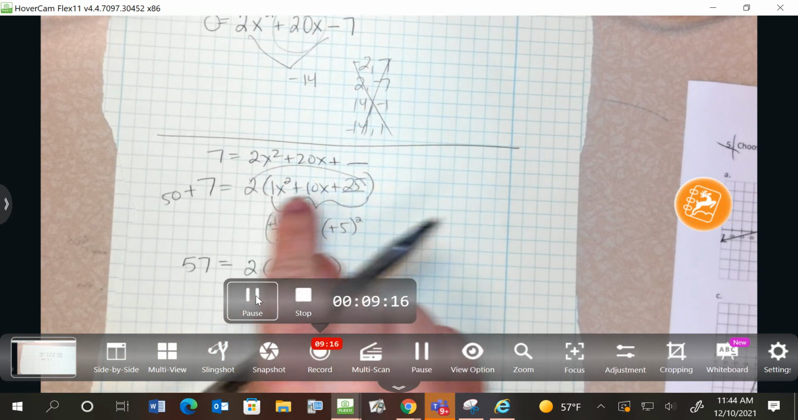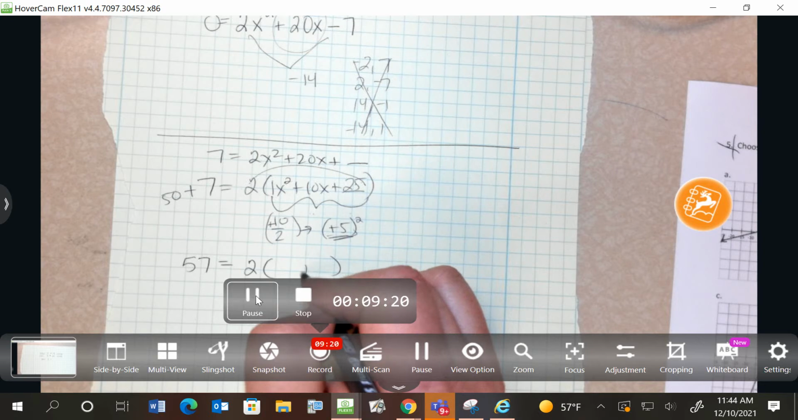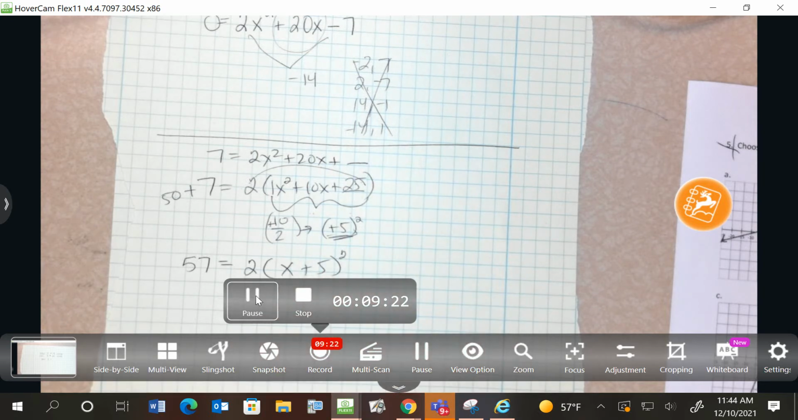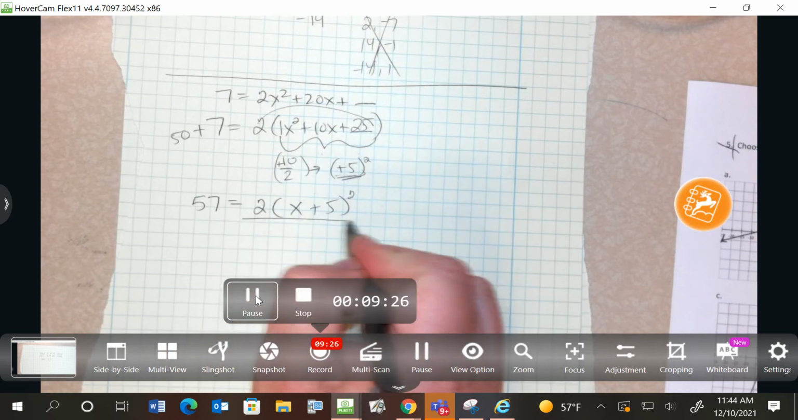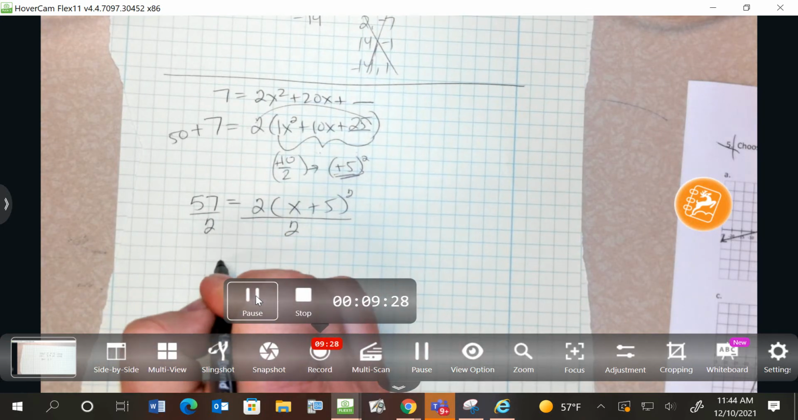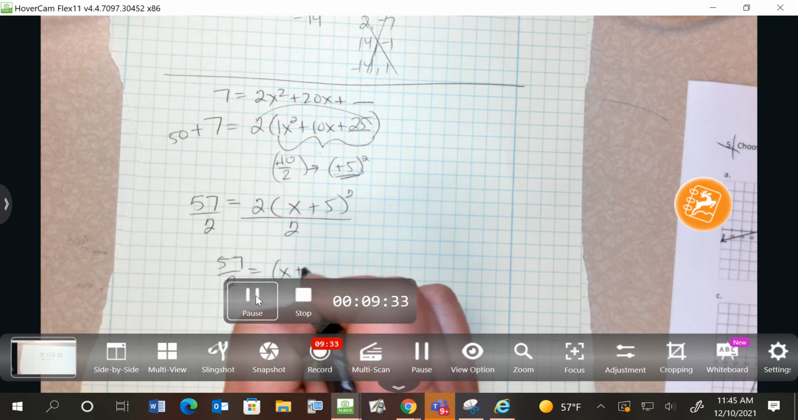And now I can rewrite this by factoring it, and I don't even have to think. I take whatever is here, and I put x in front. Now the goal here is to solve. So the next thing I'm going to do is divide both sides by 2. 57 divided by 2 equals x plus 5 quantity squared.